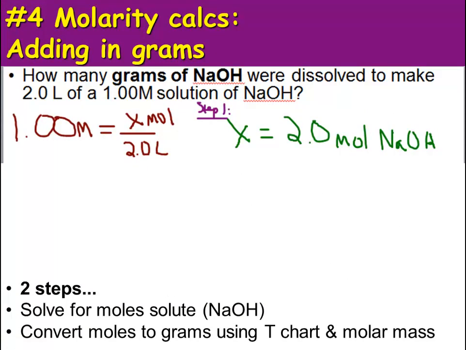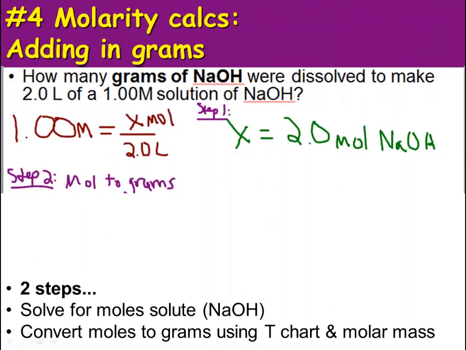If you set this up correctly and solve for moles, we should wind up getting 2 significant figures. We should get 2 moles of NaOH. We're trying to make a 1 molar solution at 2 liters, so we have to put 2 moles in there in order to do that. Now that's all hunky-dory, but this problem wants us to solve for grams, so we're setting up our T-chart.